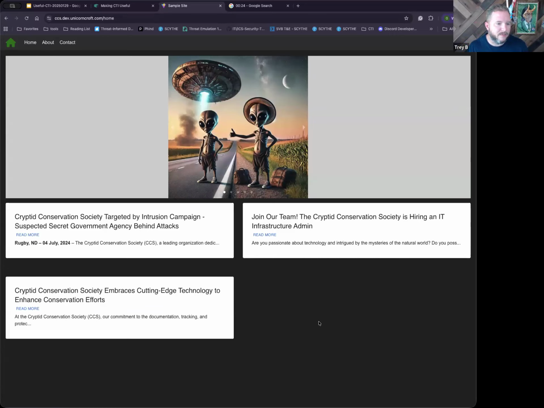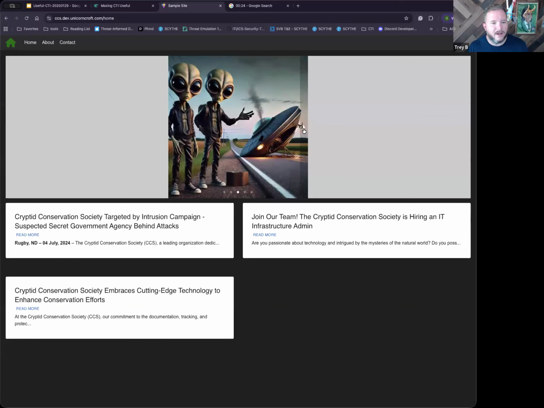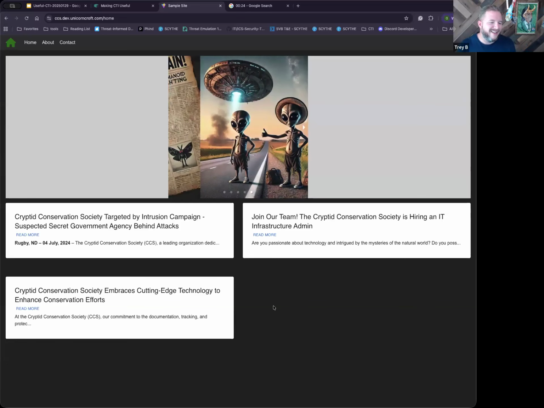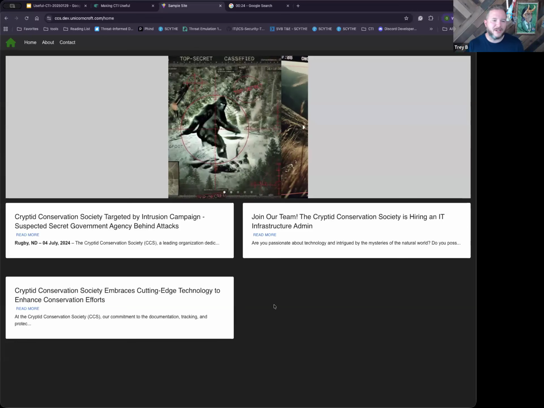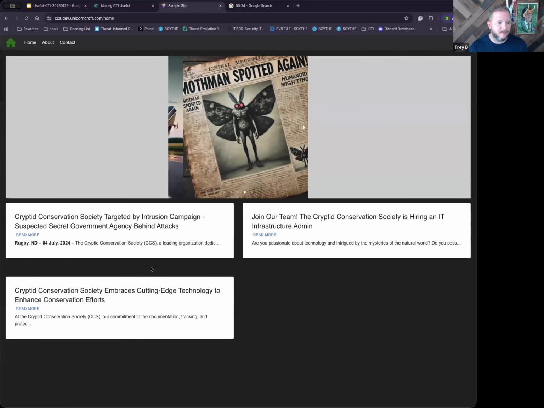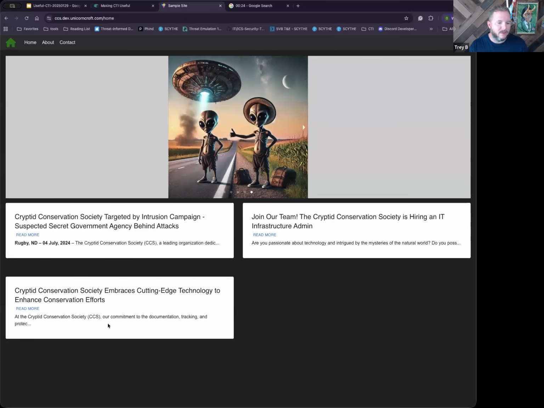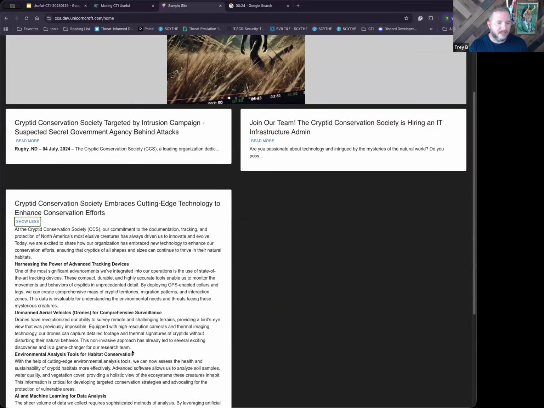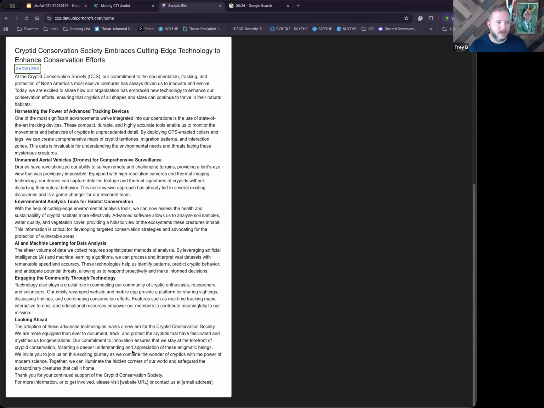But there was also some cool information in here outside of the awesome images of cryptids that popped up, right? There's a lot of information that could be potentially usable here when we think about it from an organizational standpoint. The first one down here, we can see they're talking about some of the equipment and stuff that they're starting to utilize.